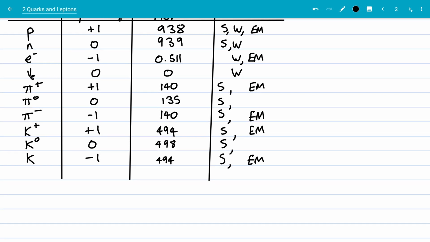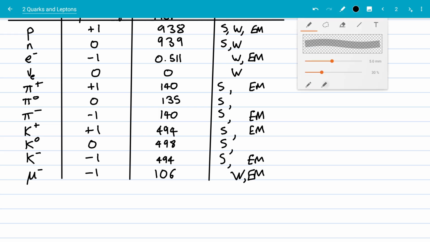This isn't the whole story, of course. There's more to it. And I haven't included muons yet, so I should probably put muons on this list as well. And our muons, there they are. Where do they sit in all this? Well, they have a charge of -1, just like the electron. They interact not with the strong force, but with the weak and the electromagnetic force, just like the electron. But their mass is bigger than the electrons, about 200 times bigger.